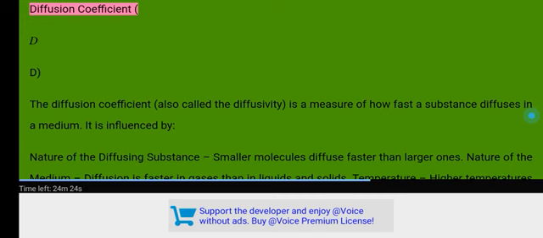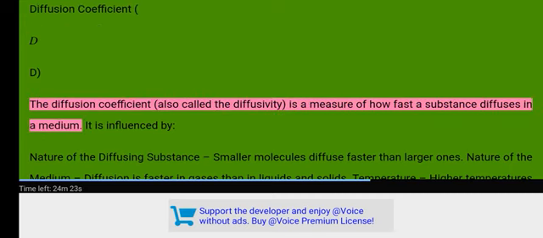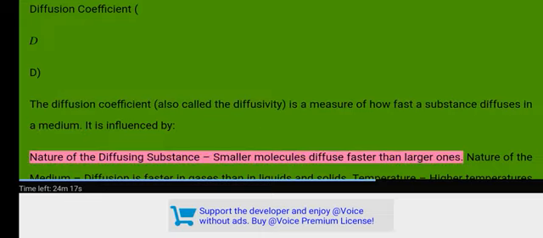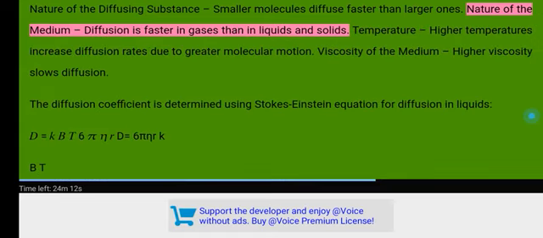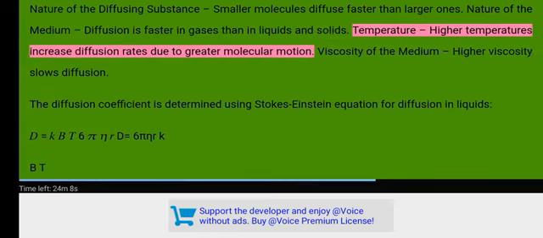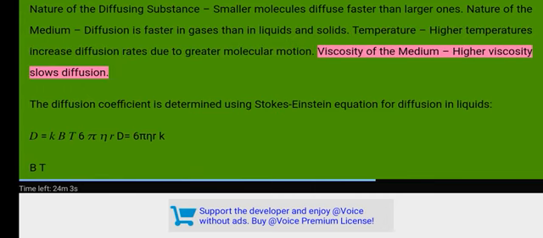Diffusion coefficient, D. The diffusion coefficient, also called the diffusivity, is a measure of how fast a substance diffuses in a medium. It is influenced by the nature of the diffusing substance: smaller molecules diffuse faster than larger ones. Nature of the medium: diffusion is faster in gases than in liquids and solids. Temperature: higher temperatures increase diffusion rates due to greater molecular motion. Viscosity of the medium: higher viscosity slows diffusion.